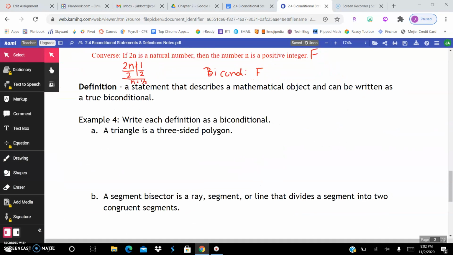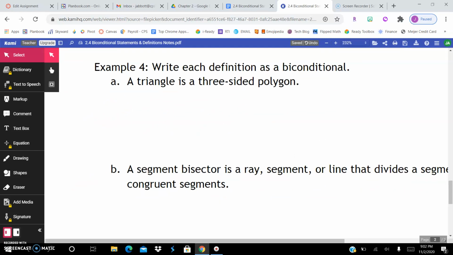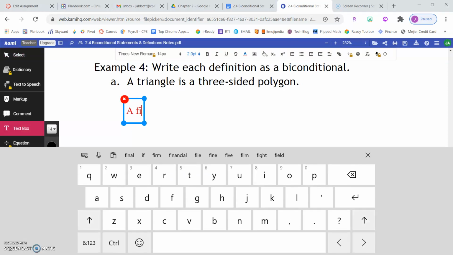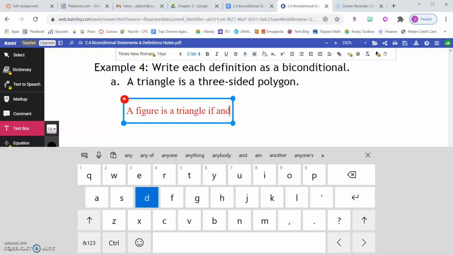All right, a definition is a statement that describes a mathematical object and can be written as a true biconditional. So we have to turn the definition given into a biconditional. So for this one, a triangle is a 3-sided polygon. We can say a figure is a triangle if and only if it is a 3-sided polygon.